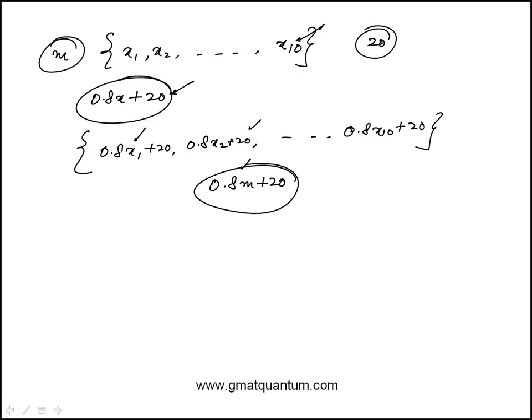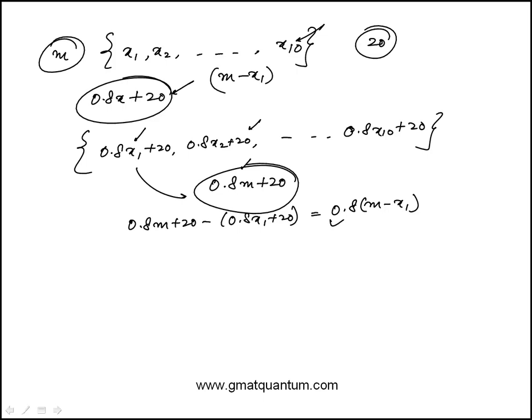You're looking at the deviations from the average, and you'll see that the deviation would be 0.8m plus 20 minus 0.8x1 plus 20. You'll see that the 20 will drop out. It's going to be 0.8 times m minus x1. Originally, the deviation was m minus x1. Same thing for the other ones, 0.8 times m minus x2. And you will get this multiplier for the standard deviation. So it's simply 20 times 0.8.